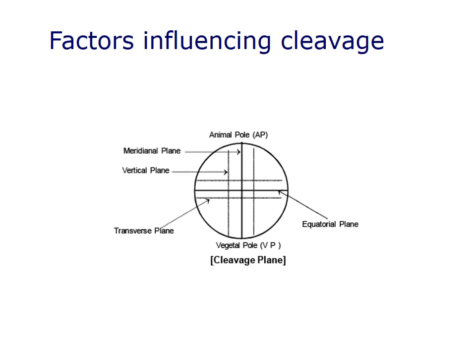The pattern of cleavage is mainly influenced by two factors. The first one is the presence or distribution of the yolk, and the second one is the position of the spindle fibers. In most cases, the yolk is stored in the vegetal side of the zygote. As a result, the zygotic nucleus is displaced towards the animal side. Therefore, the process of cleavage is easier on the animal side as compared to the vegetal side.